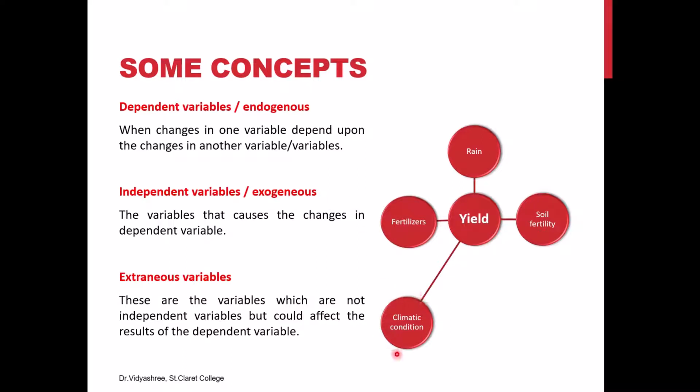Now, you observe the climatic condition. Climatic condition is not directly linked to yield, but we can say that it will have some impact on the yield of the crop. That's why this is called an extraneous variable. It is an extra element which is not exactly called an independent variable but will have an impact on the yield of the crop, or we can say it will have an impact on the dependent variable. That's why this is called an extraneous variable.